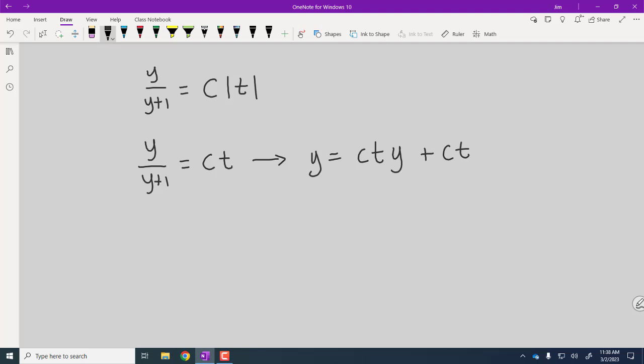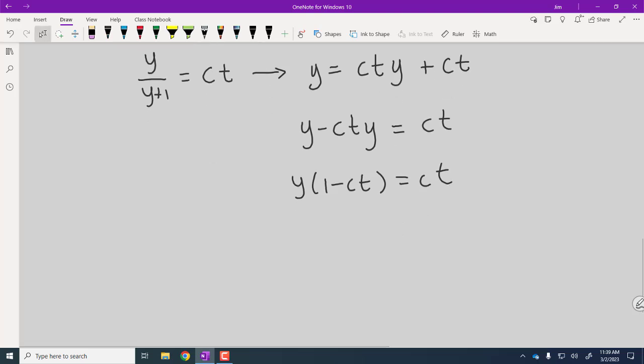And then subtract, factor, divide. So then we subtract. In algebra, we would say collect like terms. So the two y terms get collected on the left, and then we factor. Collect, factor, divide. And now we have a general explicit solution.